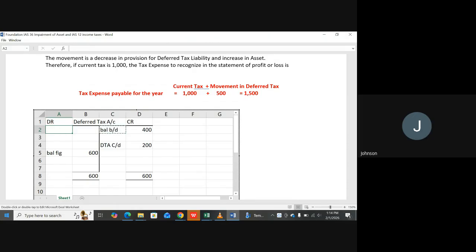Undo, Control Z. I don't want to copy that place. So let me delete here. Okay, so last year we had a balance, which is an asset. The asset that we had was 300. It's a balancing figure, so we say balance b/d. Okay, it's 300.